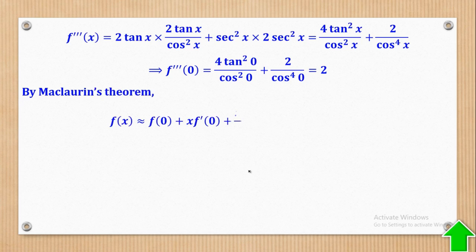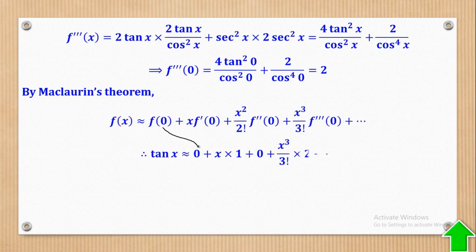By Maclaurin's theorem, that is the theorem, therefore we shall come and substitute for f(0), this here, and this was 0, and this was 2. Simplify, we come up with that as the required answer.